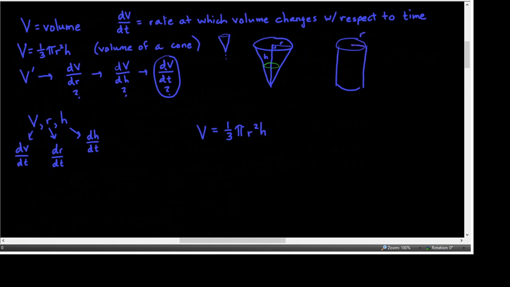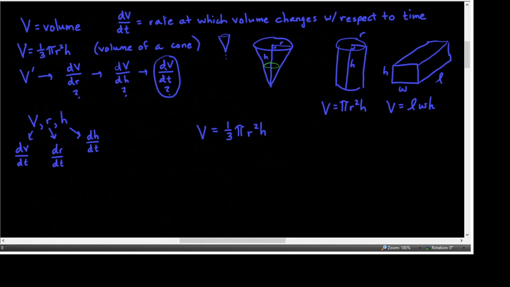If this is the radius and this is the height perpendicular to that, then the volume of a cylinder is pi r squared h. And the volume of a rectangular prism, also known as a box: if this is length, this is width, and this is height, the volume of that rectangular prism is length times width times height.